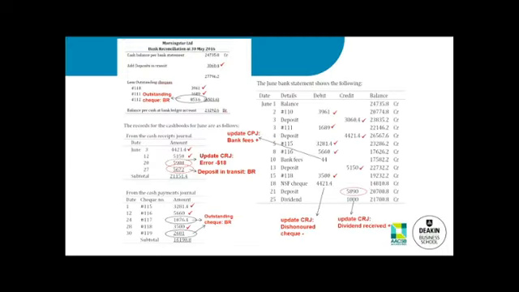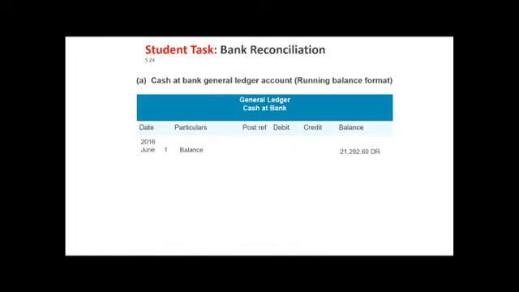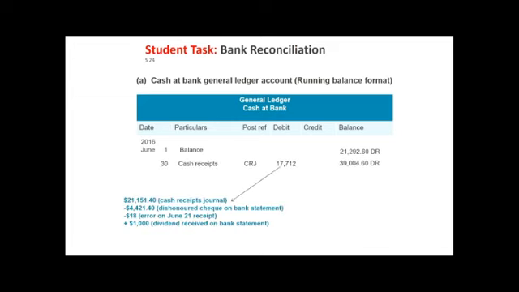Now, if we go back to here, balance per cash at bank ledger account, that's our closing balance for May, opening balance for June. That's what we have to work with at the beginning. So it's $21,292.60. That's what we start with. Then we have our total cash receipts, right? It's $21,151.40, which is what we had originally, the total for the cash receipt.